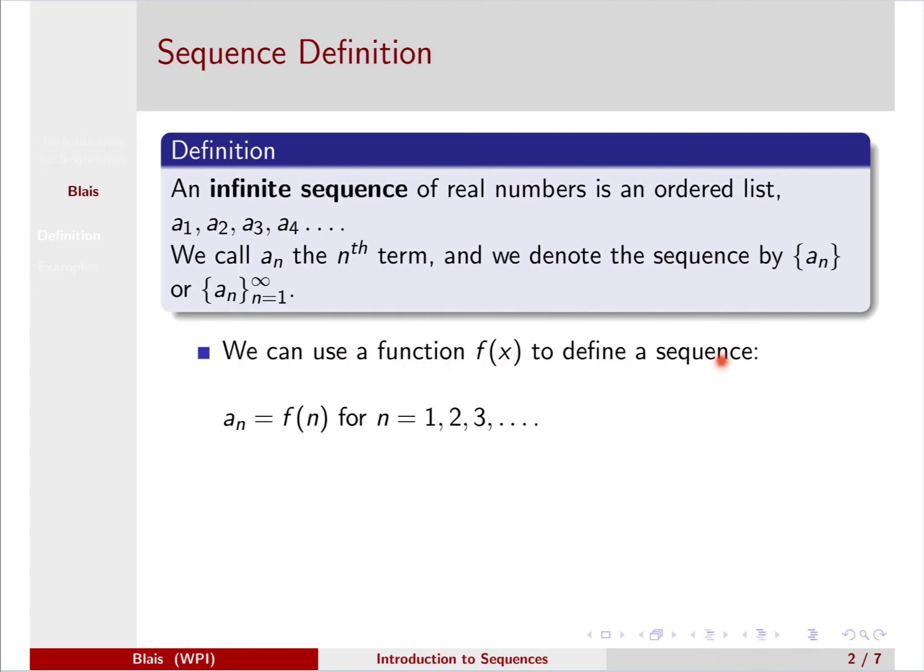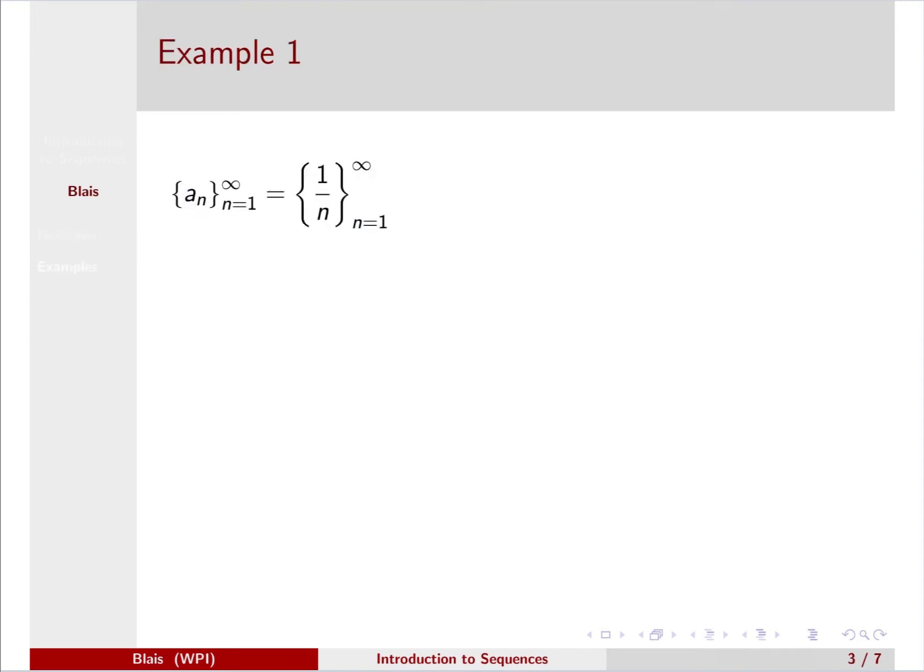We can and often use functions to define a sequence. So if you have a function f of x, you can define your sequence by just plugging in the index to the function. And this is going to be the most common way that we define a sequence. So let's look at some basic examples. One sequence would be the sequence of 1 over n.